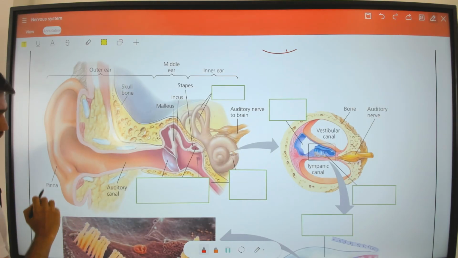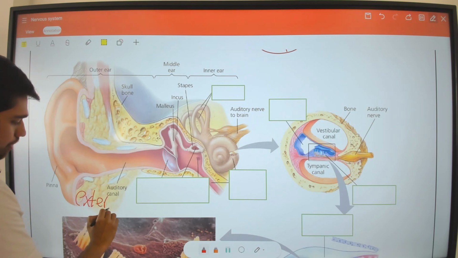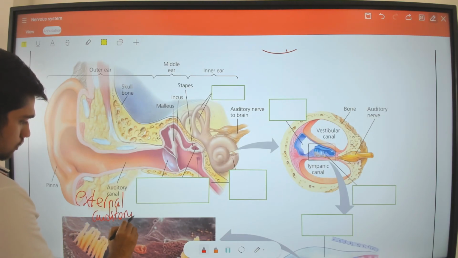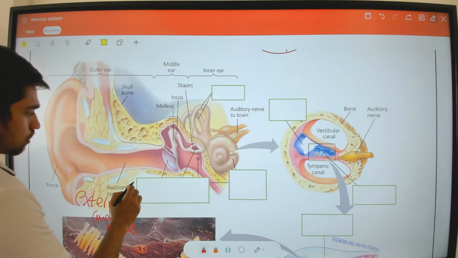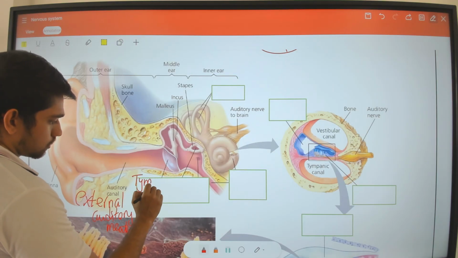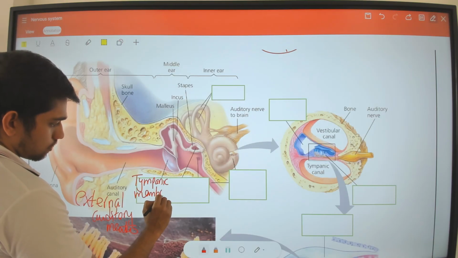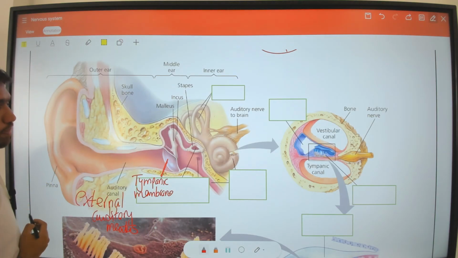This is the pinna, and this is the auditory canal, or you can call it the external auditory meatus. Then what is this? This is the tympanic membrane. Then malleus, incus, and stapes are labeled.